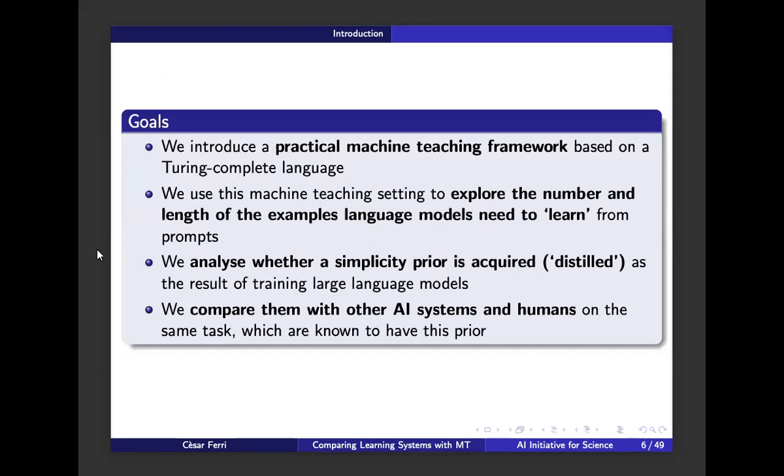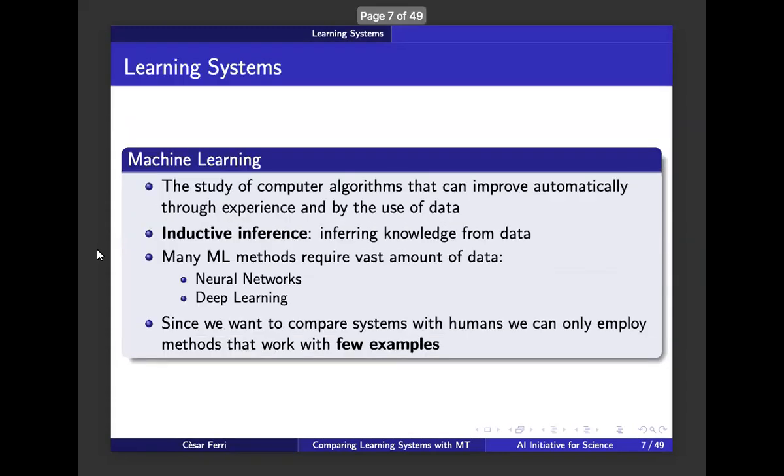So the goals of the talk: we're going to introduce a practical machine learning framework based on a fully complex language. From this framework, we are going to select a set of examples which we use to explore the number of examples models need to learn from prompts. We will also analyze whether a sample set is acquired or skilled as a result of training large language models. And we will also compare other artificial systems with humans and with this language. These are the generic goals of my talk.